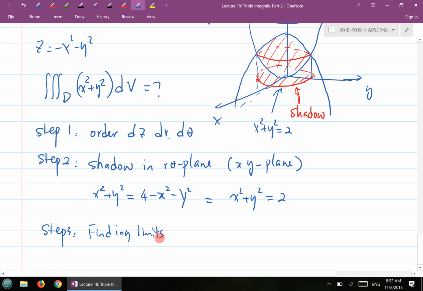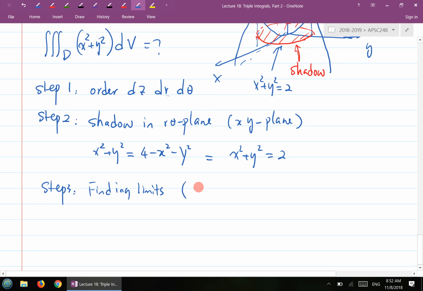Finding limits is about scanning in the direction of that axis direction. Okay, so scanning in the directions of axis. This time it's not the x, y, z axis, right? It's the r, theta, z or z, r, theta. Now that's the other three axes here.